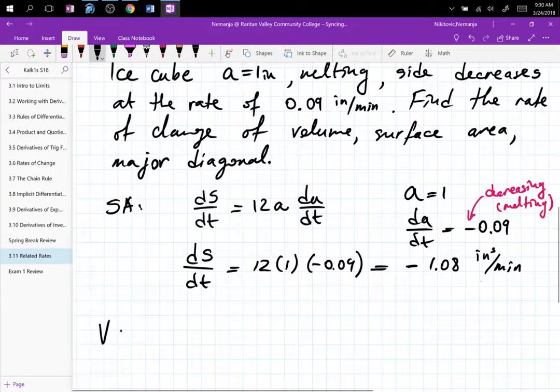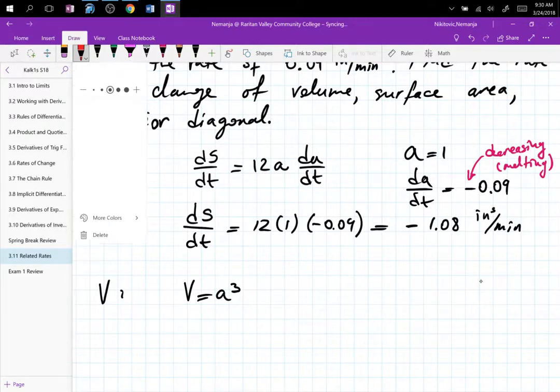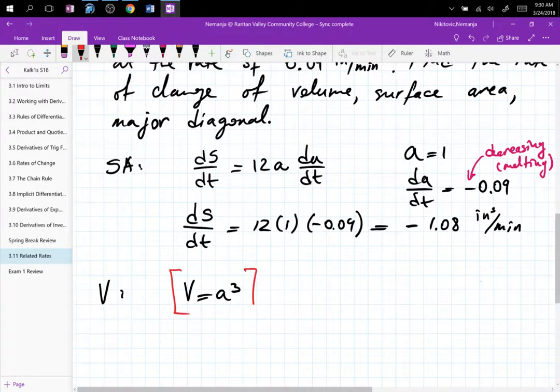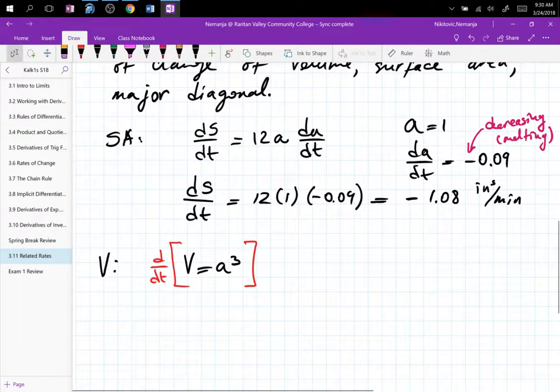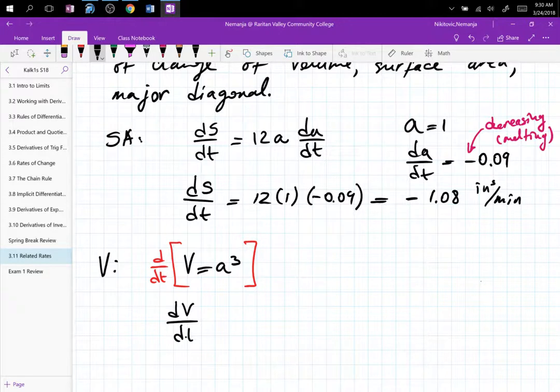How about volume? Well, volume is equal to a cubed. And then we hit this with the derivative d/dt. And when you hit this with a derivative, you get dV/dt, right? Derivative of V is 1, and then you have the chain rule, dV/dt. On the other side, you have 3a squared times dA/dt. Again, chain rule.